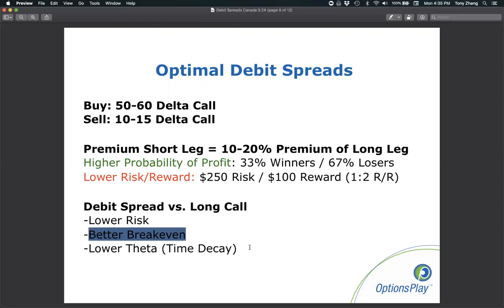And lastly, because you're also short a leg, you're offsetting some of the time decay, because you have one short leg whose time decay is working in your favor, which offsets some of the time decay on the long leg that's working against you. So you have lower theta, or lower time decay, which means that you can stay in a trade a little longer without so much of the value of the option eroding against you. So these are really the prime reasons why trading debit spreads is one of the most efficient ways to take a bullish or bearish view on an underlying stock or ETF that you have a directional view on.